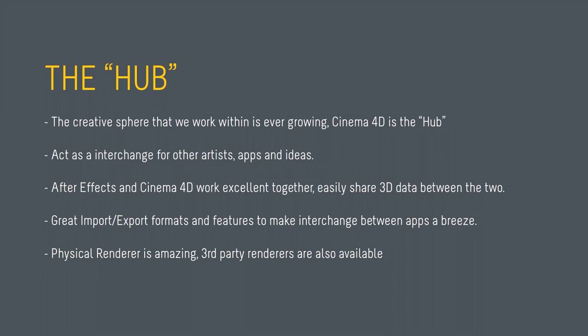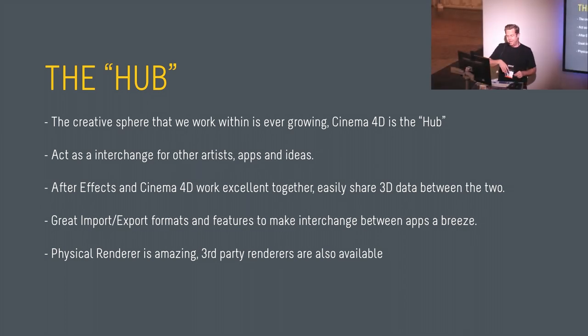And once that started happening, that's when I got into Cinema 4D, and I use them all the time together. Great import-export formats. Some of the artists use Houdini. We export an Alembic sequence, do stuff in Houdini, bring it back as an Alembic, and then we're back in Cinema where we can texture and output with other elements that other artists might have done. The physical renderer, the pro renderer is great, and there are also third-party renderers available.